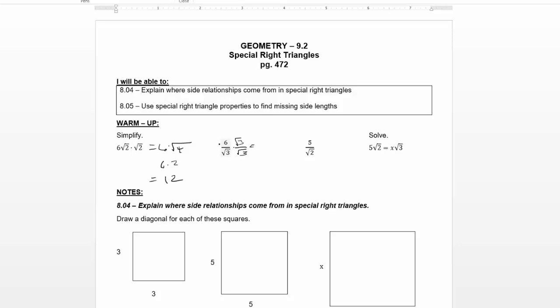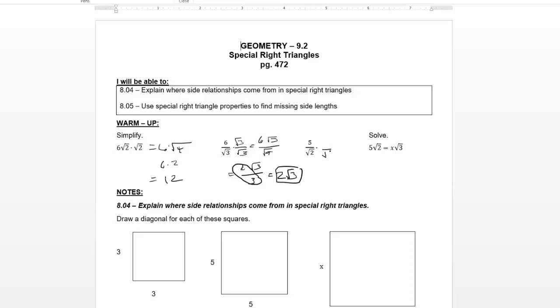To multiply two fractions, we multiply straight across. 6 root 3. Square root of 3 times square root of 3 is square root of 9. 6 square root of 3, square root of 9 is 3. And then lastly, we can reduce 6 over 3. That's 2 over 1. So I think 6 over root 3 is better written as 2 square roots of 3.